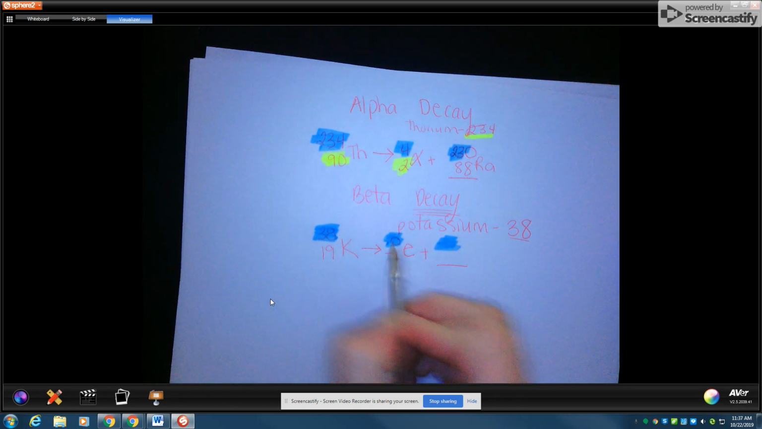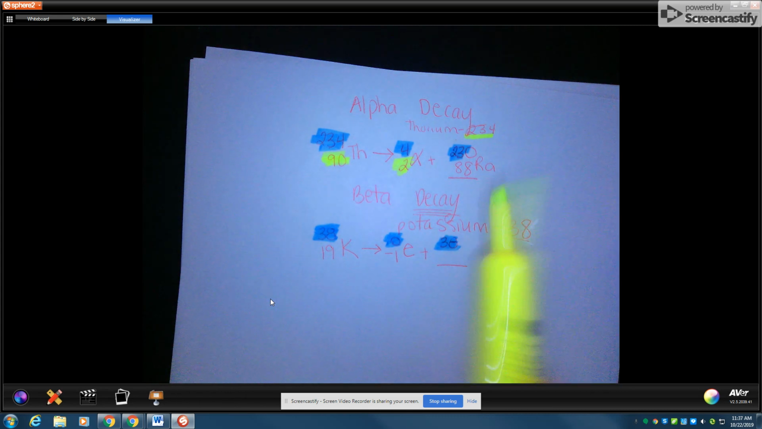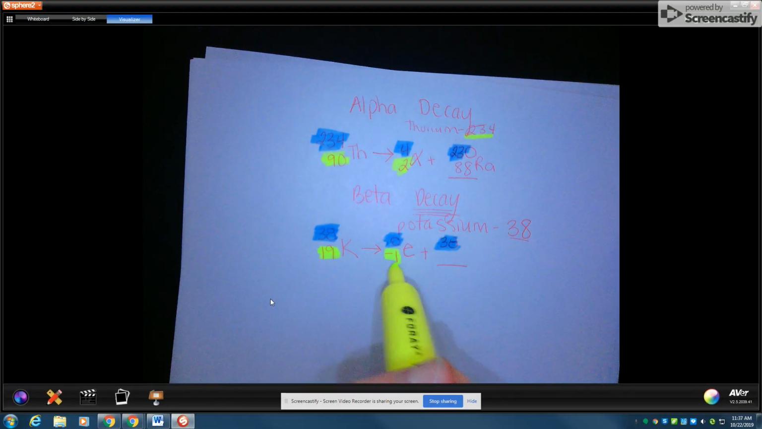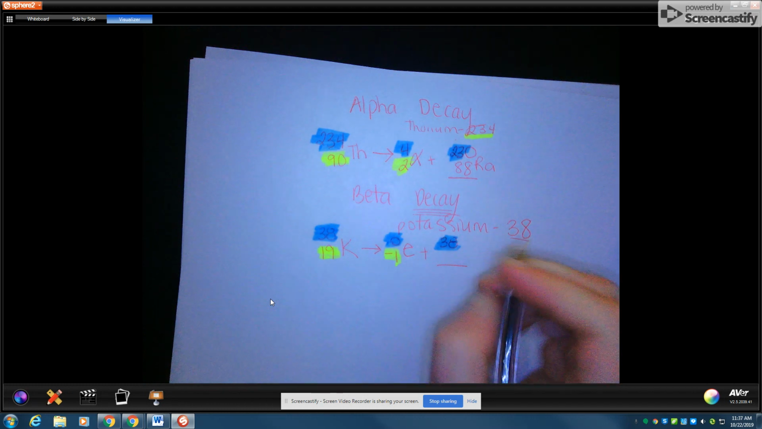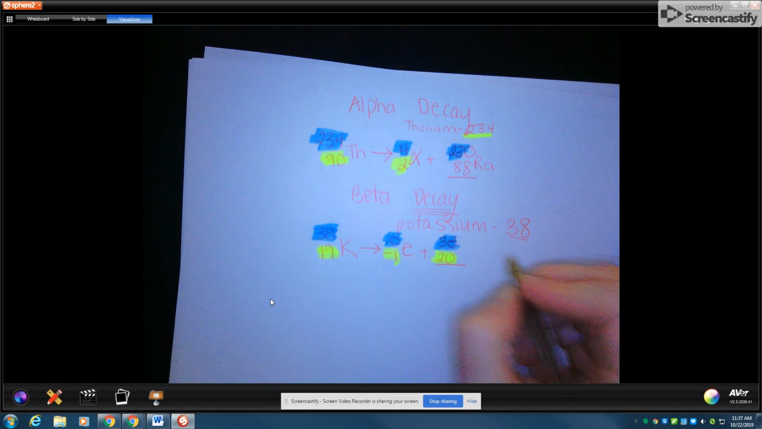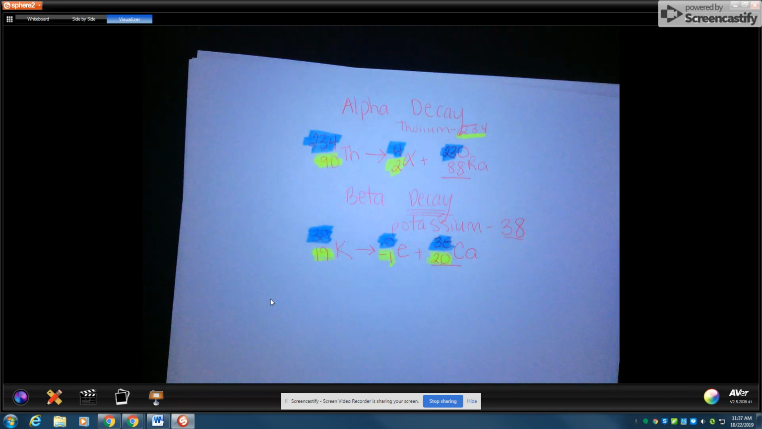Again, top numbers. 38 equals 0 plus some number. Well, that one's fairly easy. It's going to be 38. Our bottom numbers, 19 equals -1 plus something. And this is where it gets a little tricky because it's a -1. So this one actually has to be a 20. So you just double check yourself. 20 plus a -1 is the same thing as 20 minus 1, which gives you 19. And the element for atomic number 20 is calcium. So that's your alpha and your beta.